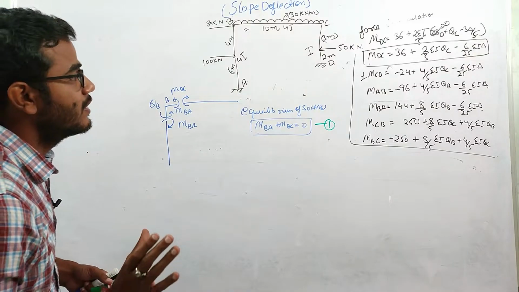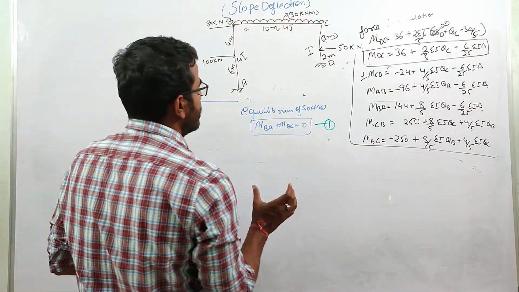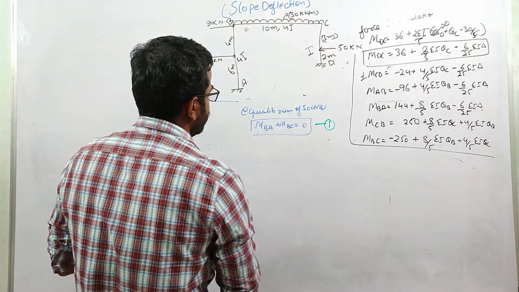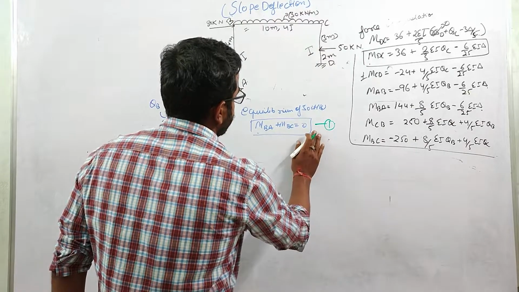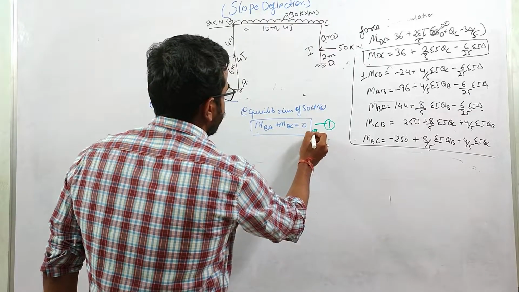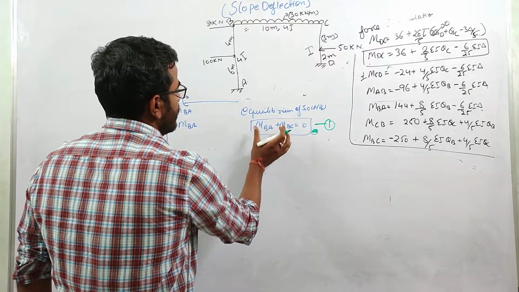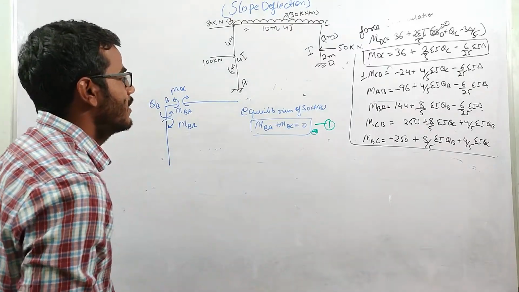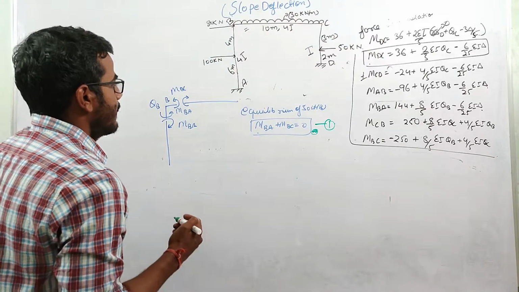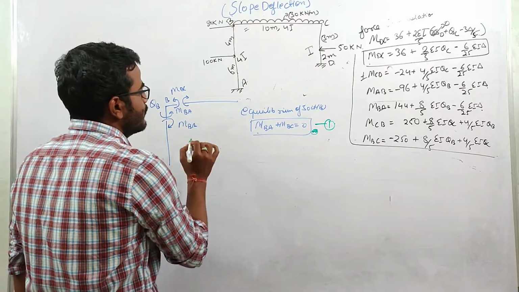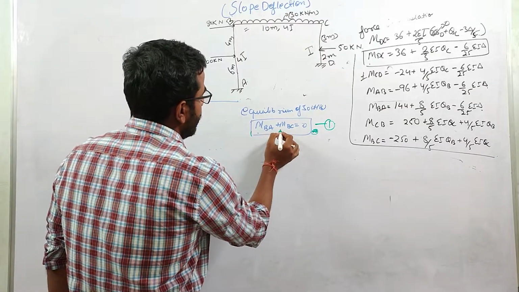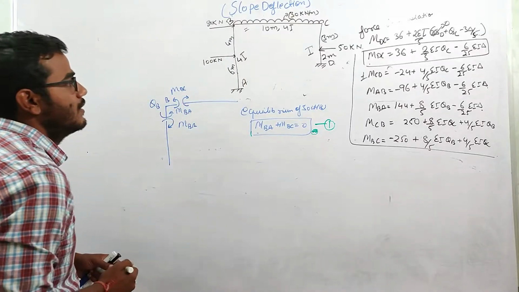Now for solving this, for finding the value of theta B, delta and theta C, this is the first equation I will get, by putting the value in this joint equilibrium of B. Moment for this, and corresponding to theta there is moment. That's why we wrote MBA plus MBC equals to 0, right?